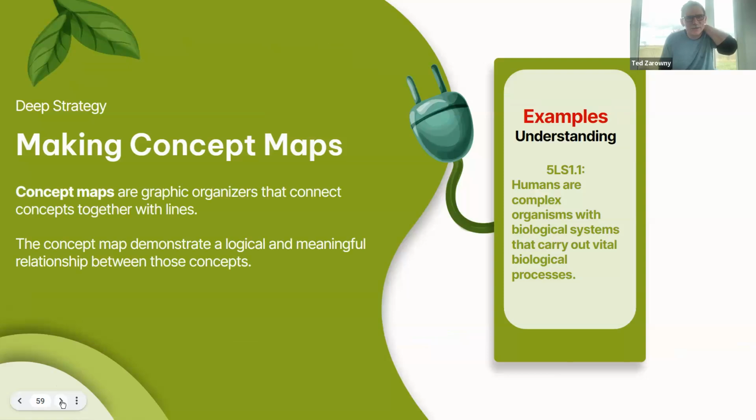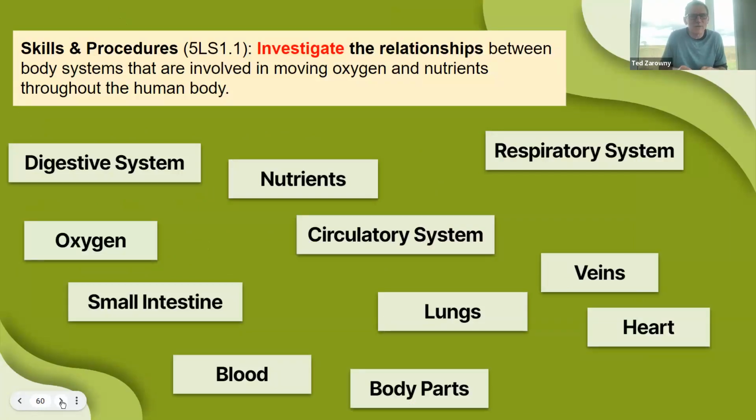If we were to take this first understanding, that humans are complex organisms with complex biological systems, we can use a concept map to help students generate some of those understandings, to show you that they understand the complexity of biological systems and biological processes. The next slide shows that, and it's quite connected to one of the skills and procedures as well. Remember that at the deep level now, we get to that phase where we're connecting these things together. So we know kids know what a digestive system is all about.